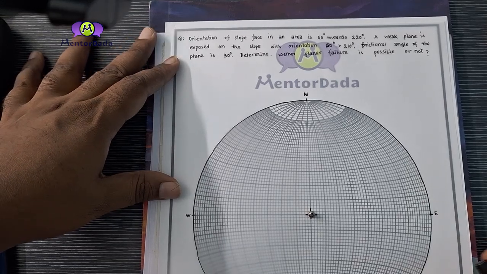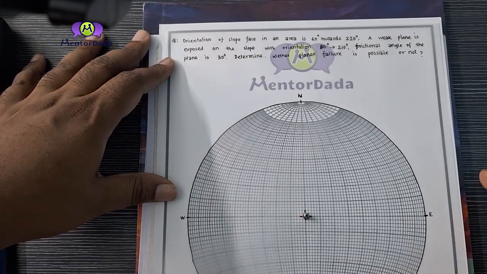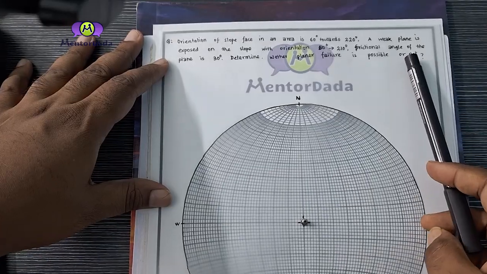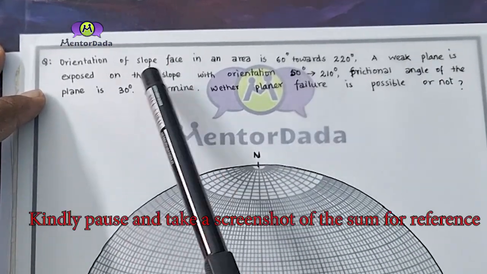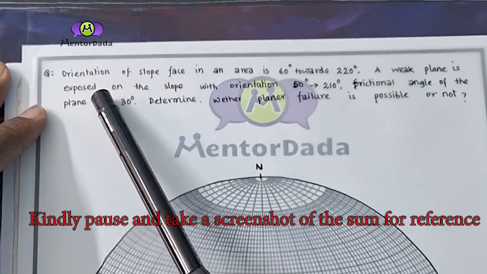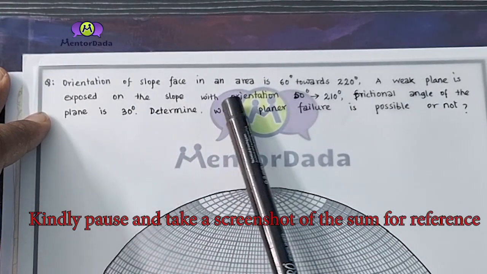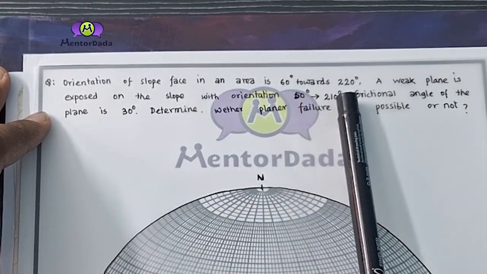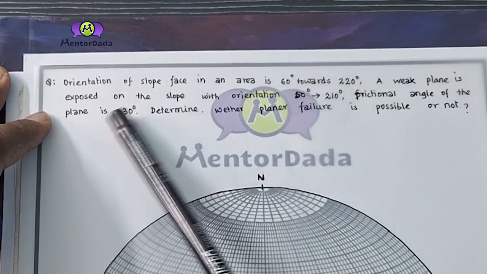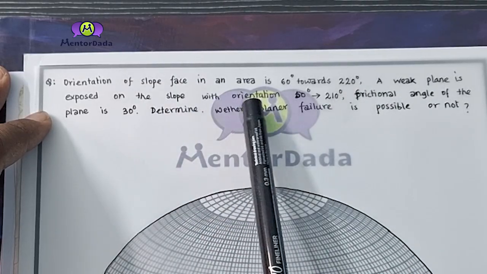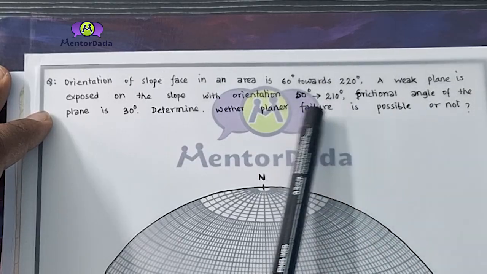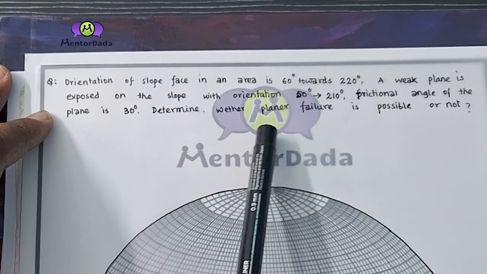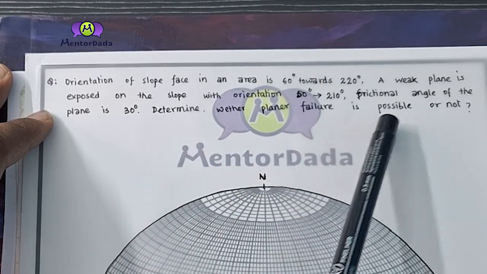So look at this new problem related to slope stability in engineering geology. First of all, look at the question. The orientation of the slope face in an area is 60 degree towards 220 degree. A weak plane is exposed on the slope with orientation 50 degree towards 210 degree. The frictional angle of the plane is 30 degree. Determine whether planar failure is possible or not.